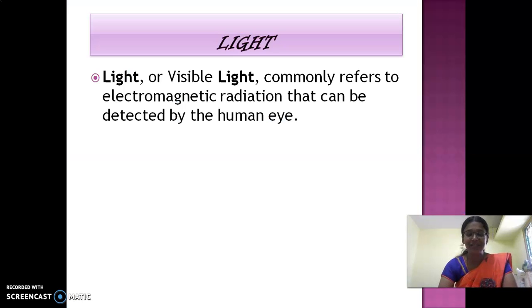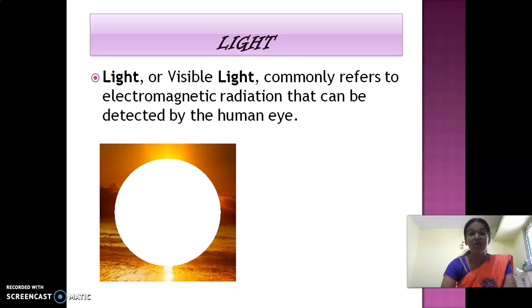So before going into the class, we are going to have a short recap of what we had discussed in the last session. First, introduction about light. So as I said you already, light, what is that light? It is an electromagnetic radiation that can be detected by our human eye. So what do you mean by EM? That is electromagnetic radiation, the light rays coming from the sun. It consists of both electric and magnetic field. So it is called as electromagnetic waves.